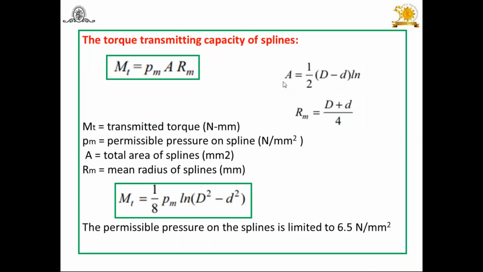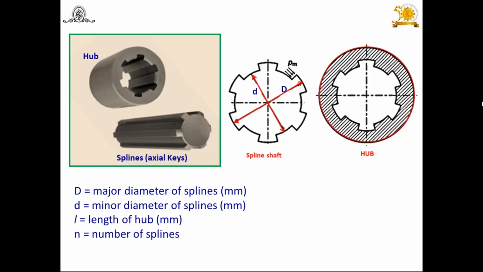And how to consider it? That's why area is equal to capital D minus small d by 2. From the diagram you will get this idea: capital D minus small d gives you this portion. But again, into the number of splines, 1 2 3 4 5 6, that's why it is multiplied by n.